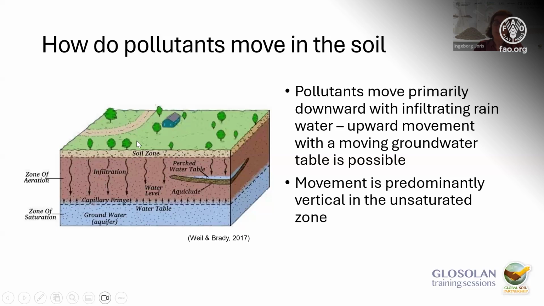So your solutes will move primarily vertically through the soil to the groundwater table. The main driving force, of course, is the water infiltrating from the top, the rainfall that's infiltrating. So your movement is also mainly vertical. It's also mainly downward, but of course, if you have a moving groundwater table, if the groundwater table also rises, then you also have upward movement of the solutes. That's also possible. So this is the driving force. This determines how the solutes move in the unsaturated zone.